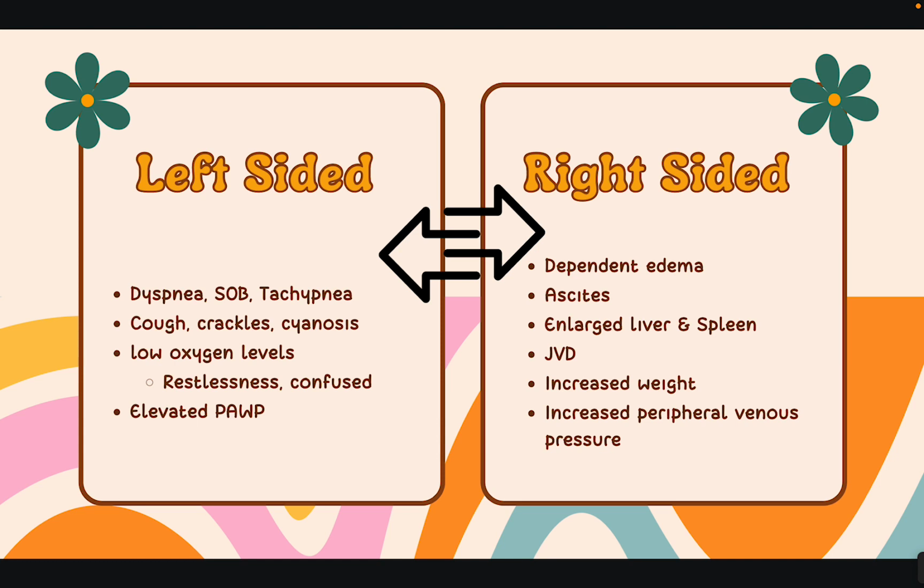So you're going to see this patient with dependent edema, ascites, enlarged liver and spleen, JVD, increased weight, increased peripheral venous pressure. So I want you to keep in mind as well that the patient might have multiple symptoms like this, but they're not going to have this whole entire list, okay? Just because they have dependent edema, their liver and spleen don't necessarily have to be enlarged to be diagnosed with right-sided heart failure, okay?